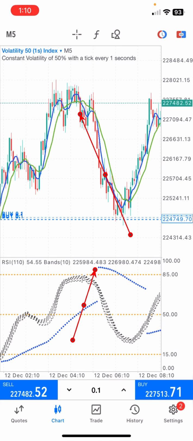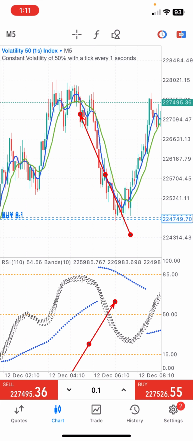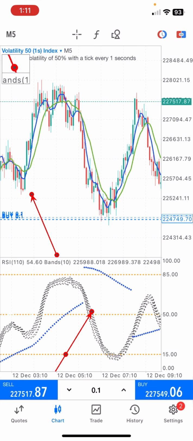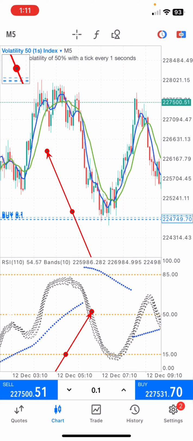Okay, so some of you might wonder where to set your stop loss and where to take your profit. To take your profit, you just have to wait for this Bollinger Bands line to come and touch 50% of the RSI, or you take your profit at the nearest support area, that is for a sell. You take your profit at the resistance area for a buy.